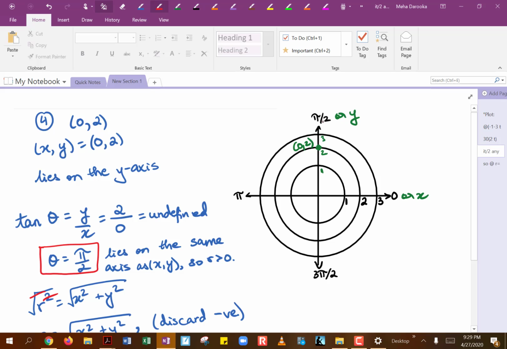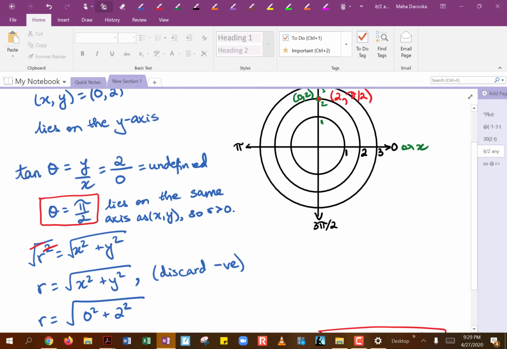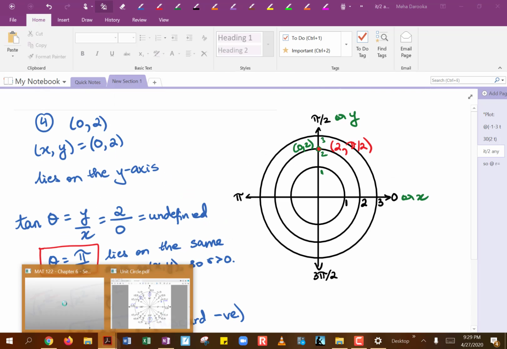So here's our pi half angle on the positive y-axis, and going a distance of 2, you will see we are coinciding with the same point from our rectangular coordinates, which is 0, 2, and now this is 2, pi halves, okay? So this was going in the opposite direction, from rectangular to polar coordinates.